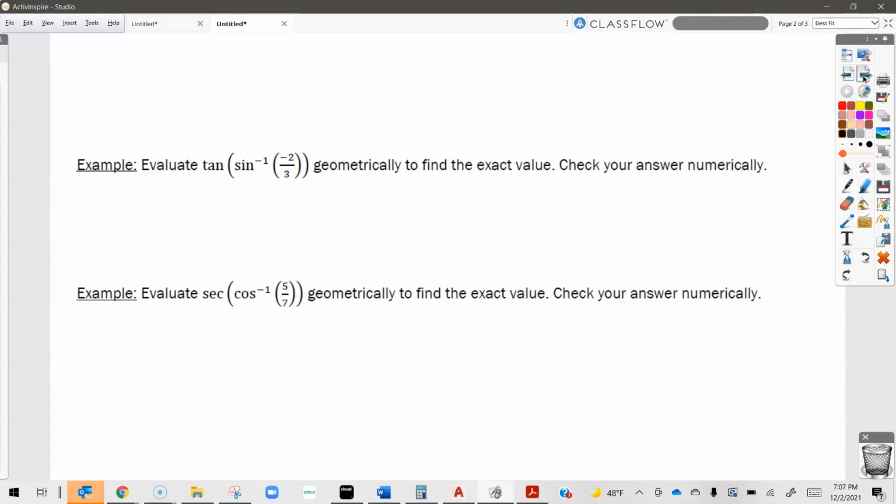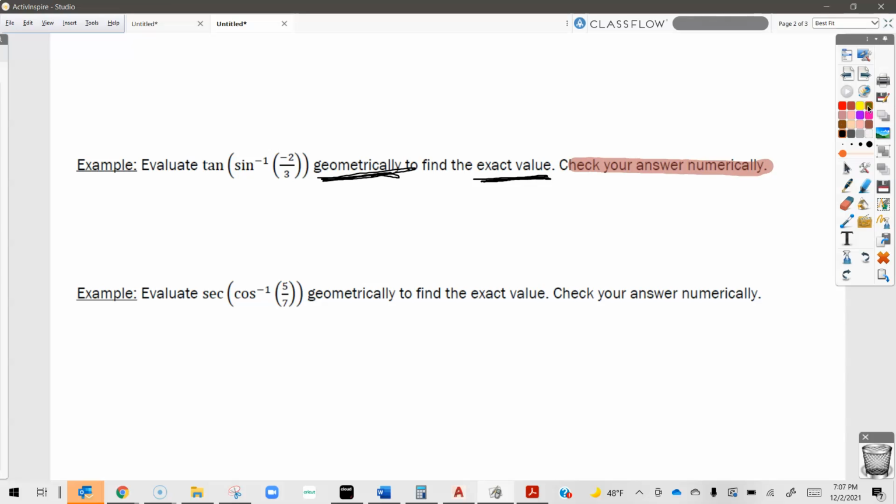Moving on, we have 4 examples. The first one is asking us to evaluate tangent of sine inverse of -2/3. The term "exact value" geometrically means draw a picture. Again, when we see exact value, we want to avoid our calculator. We could absolutely check our answers by typing this exactly into our calculator. Some students might ask what mode we should be in, and the answer is, it doesn't matter.